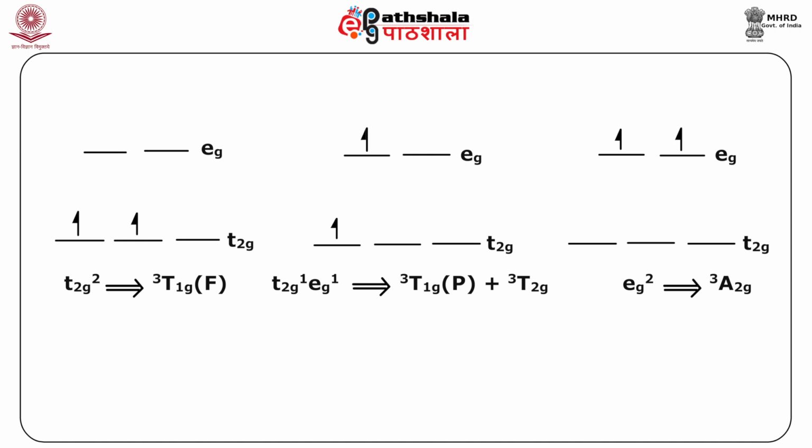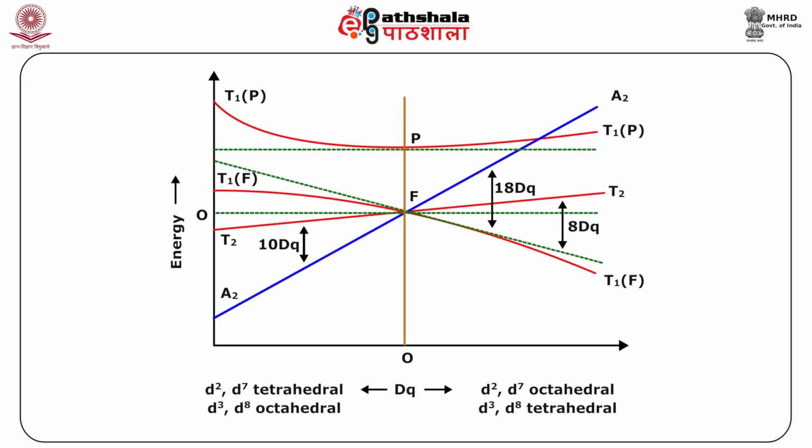A single Orgel diagram for a d2 case of an octahedral field is used to represent the entire framework of the configurations, since all of them have the same ground and excited state terms. The Orgel diagram for a large number of configurations is represented in the figure. The left side of the diagram is for d3 and d8 configurations in an octahedral field, as well as for the d2 and d7 case of the tetrahedral field. The right side comprises d2 and d7 octahedral as well as d3 and d8 tetrahedral ligand fields.